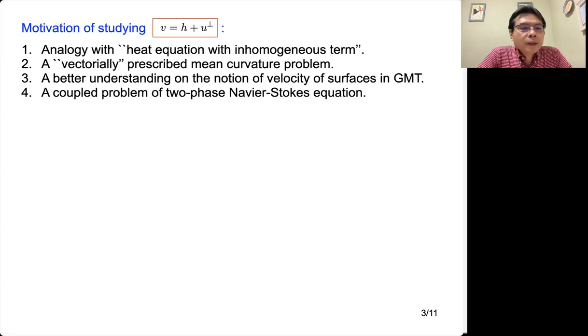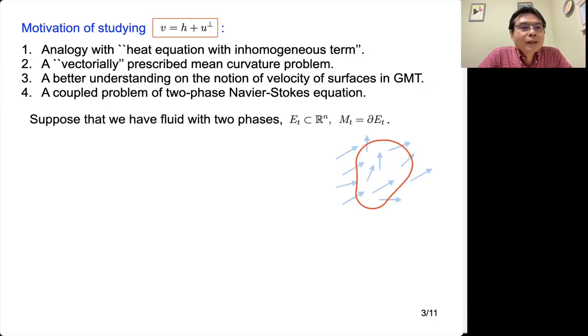Okay, and the fourth is, in fact, the one that I got into this problem from. There's a natural coupled problem of the two-phase Navier-Stokes equation. Since I got this problem from this, maybe I'll just say a word about it. This was actually suggested by Chun Liu, now in Chicago. So suppose you have a fluid with two phases.